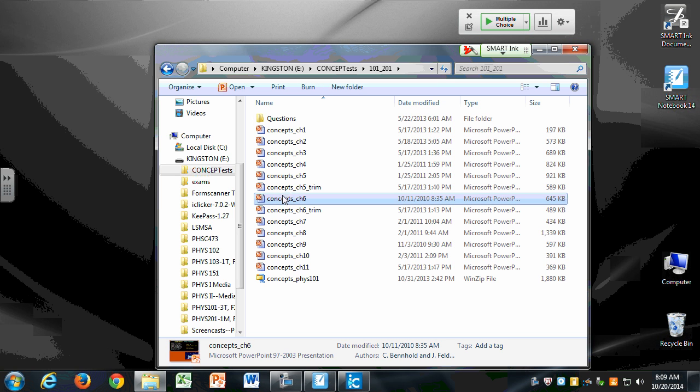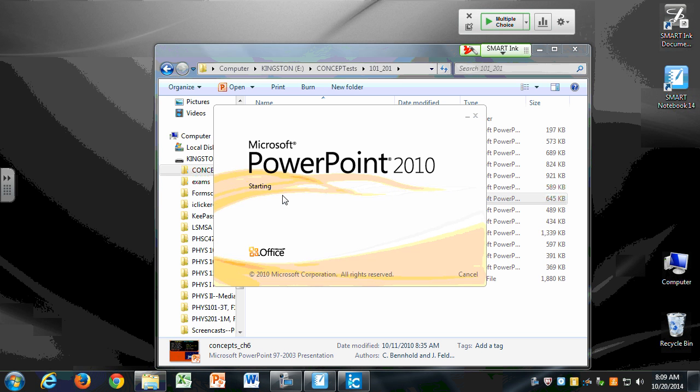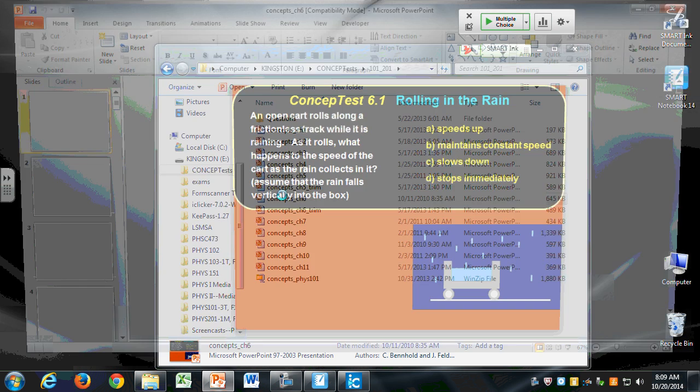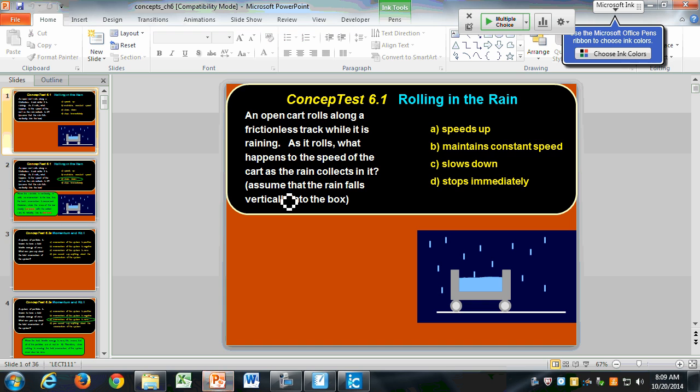Chapter 6. We haven't done any of these, have we? No. They're in the back of your book on page... What page are they on? 293.